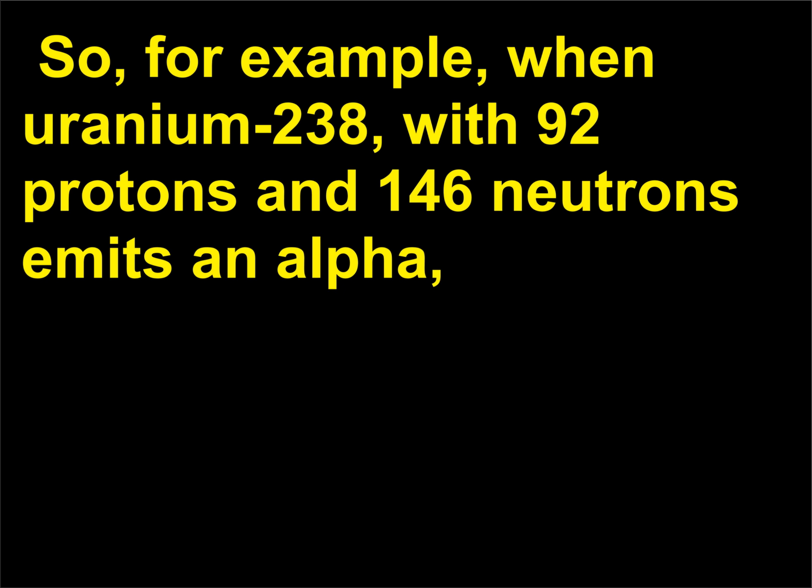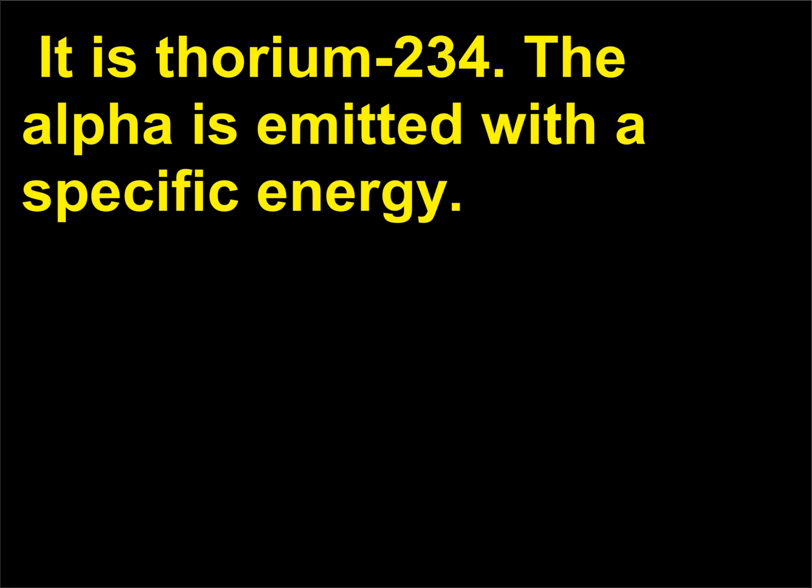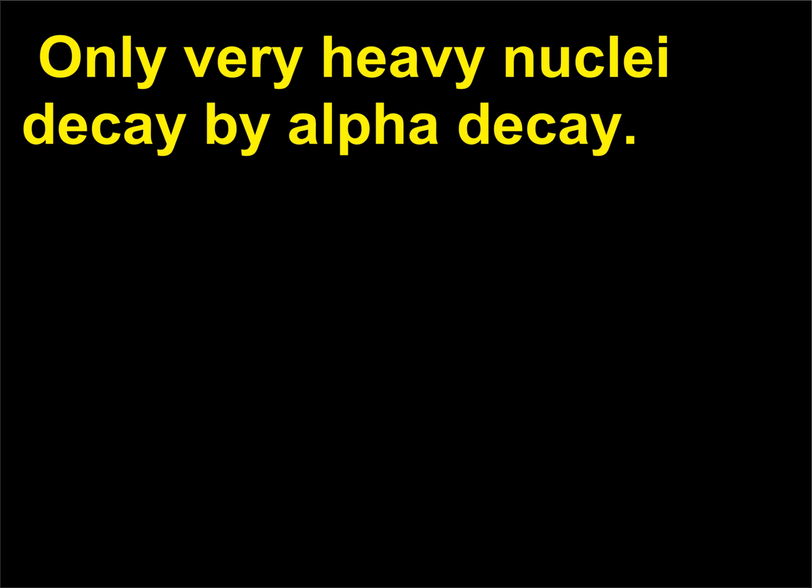So, for example, when uranium-238, with 92 protons and 146 neutrons, emits an alpha, the daughter has 90 protons and 144 neutrons. It is thorium-234. The alpha is emitted with a specific energy. Only very heavy nuclei decay by alpha decay.